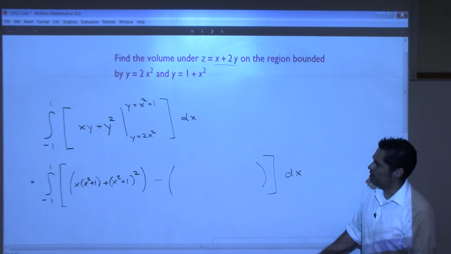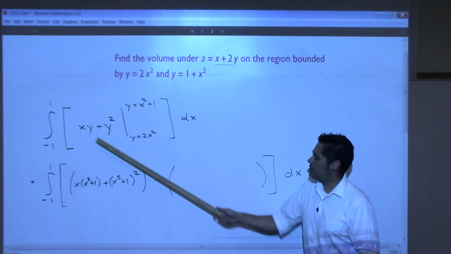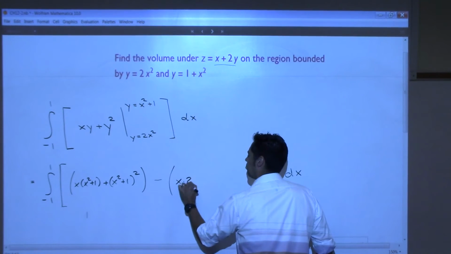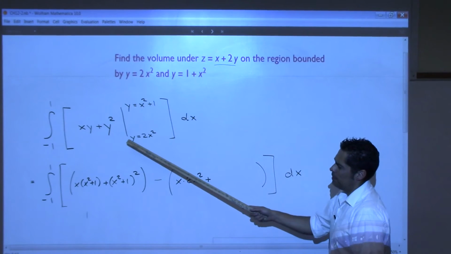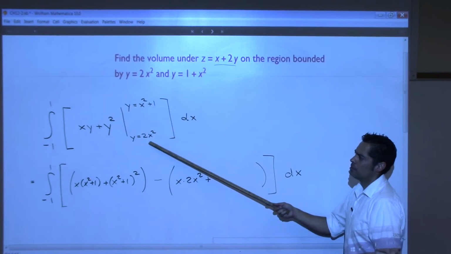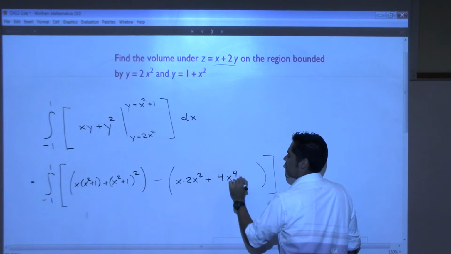Then redo this again, but this time replace y with 2x squared. So x times 2x squared plus, what's y squared going to be? Square this. 4x to the 4th.